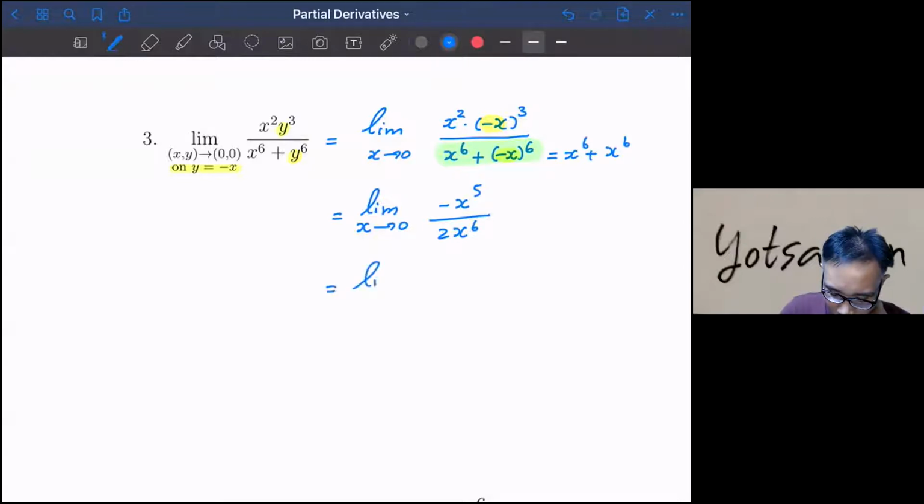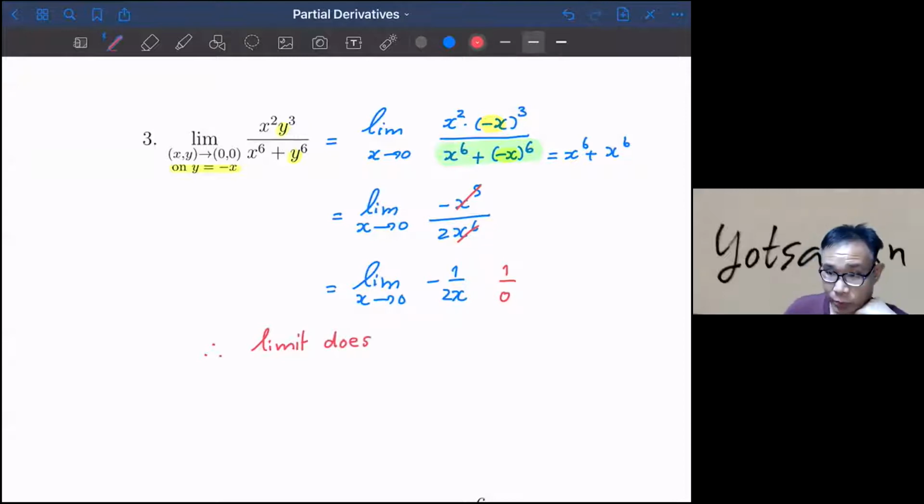And this is going to be limit x goes to 0, and you can get rid of x to the 5th and x to the 6th, so it would be negative 1 over 2x, and this will become 1 over 0. So we're going to conclude in this case that the limit does not exist. We're not going to determine infinity or negative infinity, that's a different story. We're just going to say does not exist. That's enough for the conclusion.